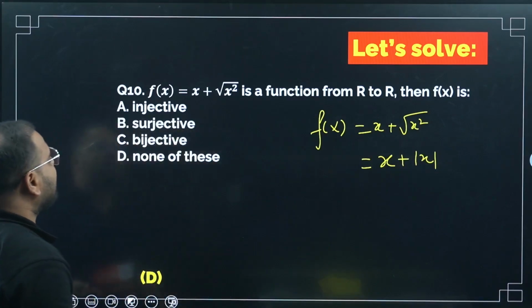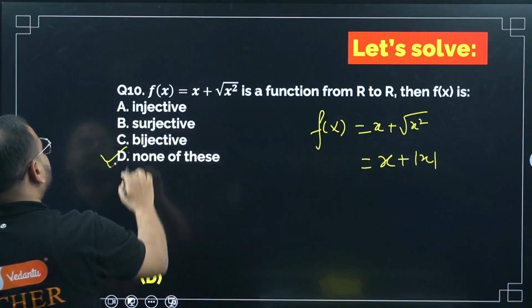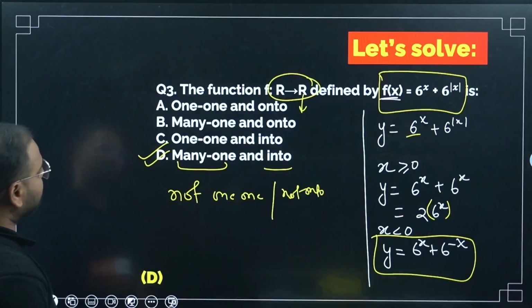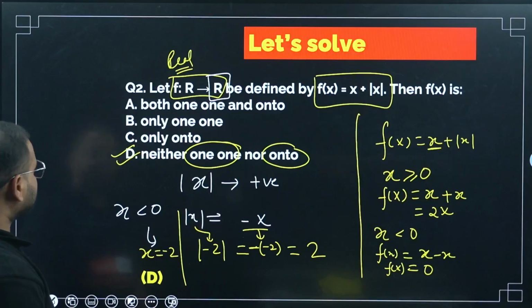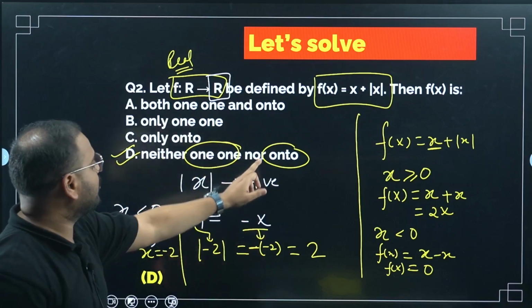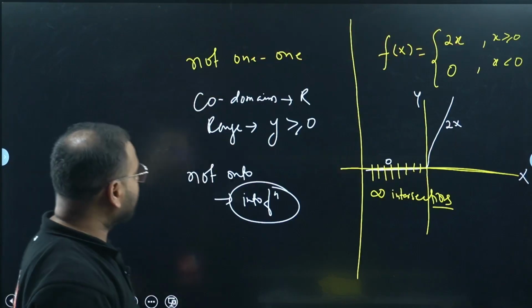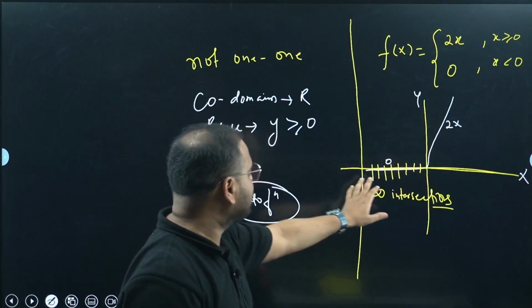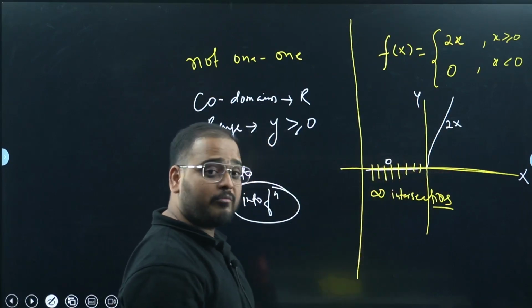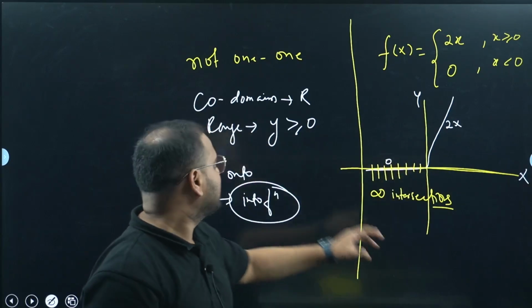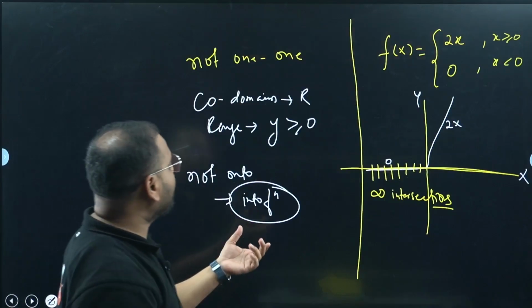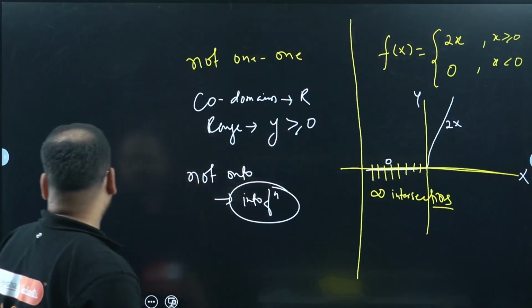x plus mod x was coming as neither 1-1 nor onto. How? Check it here. Where is the x plus mod x question? x plus mod x was this question, right? Neither 1-1 nor onto. How did we do it? We drew a graph for this. Remember this graph? It is cutting the x-axis at so many points, so it cannot be a 1-1 function, and there is no negative value for this. Even though the graph is defined for real numbers, there is no negative value. It means the codomain and range are not equal, so that's why it is not onto.